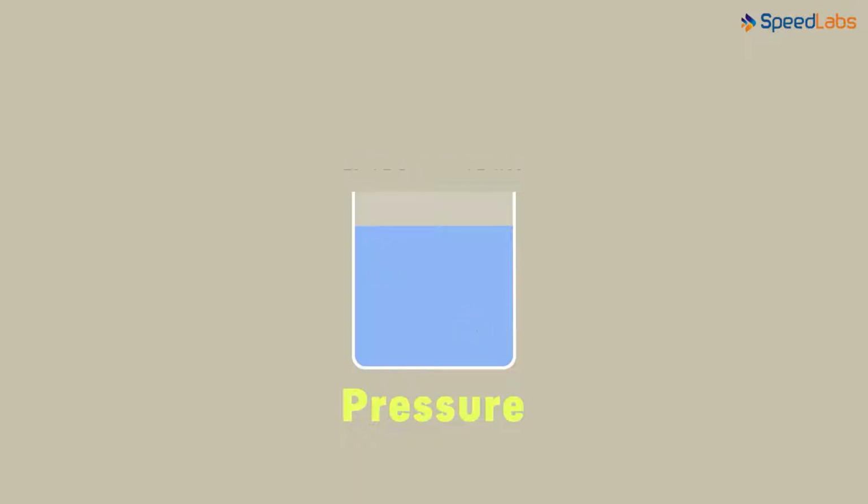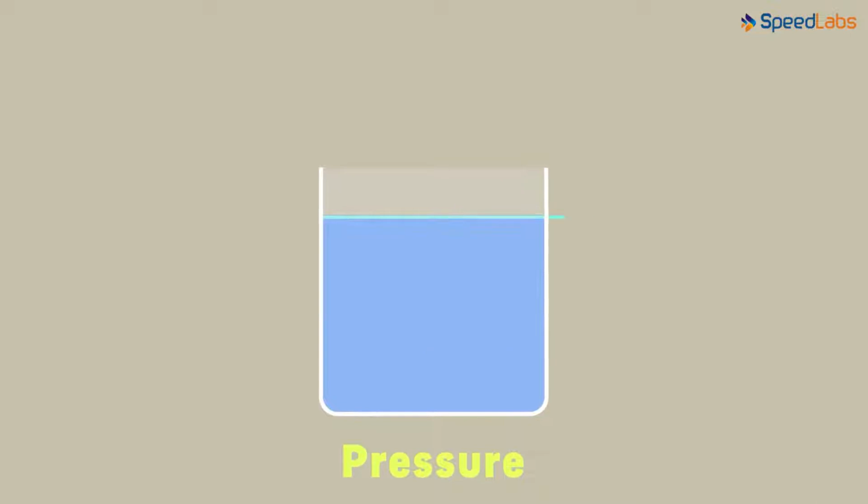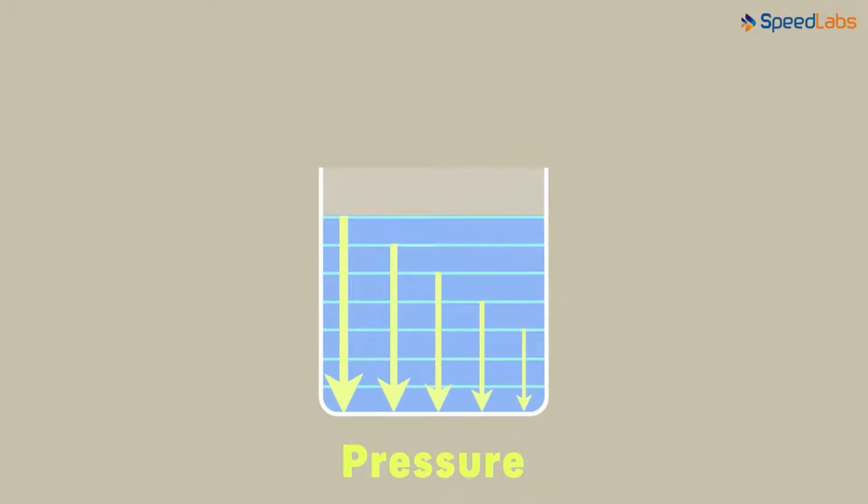In order to understand this, let us divide the water into different layers from top to bottom. There is a downward force acting on each layer. Due to this, each layer is pushing the layers below it in the downward direction. That is, each layer is applying a pressure on the layers below it in the downward direction. The top layer of water is applying downward push on each of its below layers. Similarly, this layer is applying pressure on the layers below it.